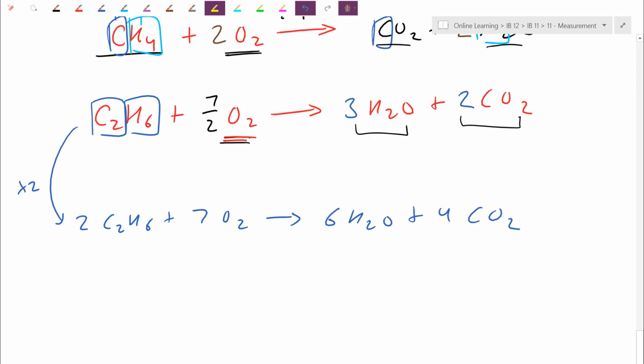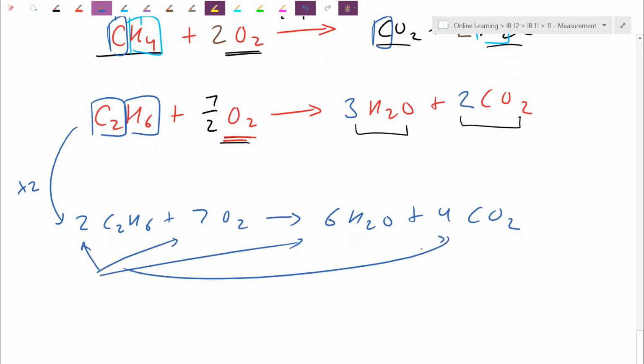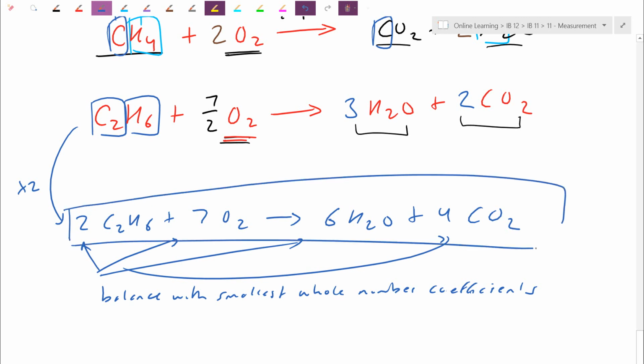And in that case, I'll make that note here: when we're balancing, these coefficients should balance with the smallest whole number coefficients. Because it is a ratio at the end of the day anyways, it doesn't mean you have to only react 2, but it just gives you the proportion. For every 2 parts of this, you need 7 parts oxygen, you get 6 parts water, 4 parts CO2.